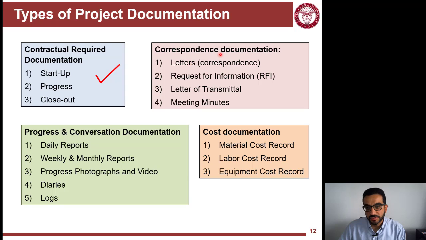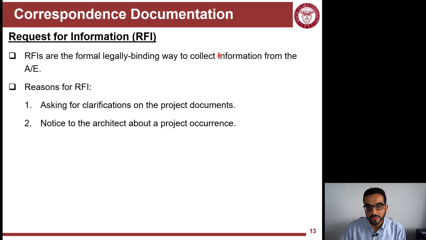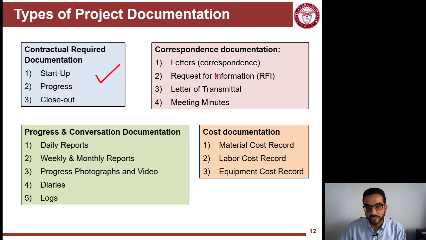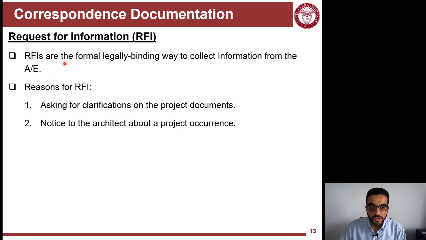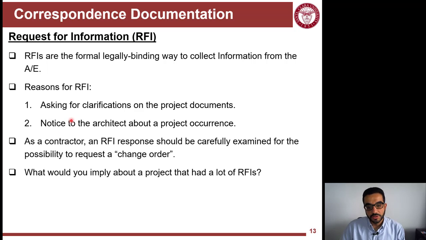The next here is the correspondence documentation, and we'll cover RFIs and meeting minutes. RFI is just a keyword for basically asking a question. If you have a question, typically the architect will say, send me an RFI. So RFI is asking for clarification or sharing information of something that happened on the site to the architect, and that means that the architect will let the owner know.